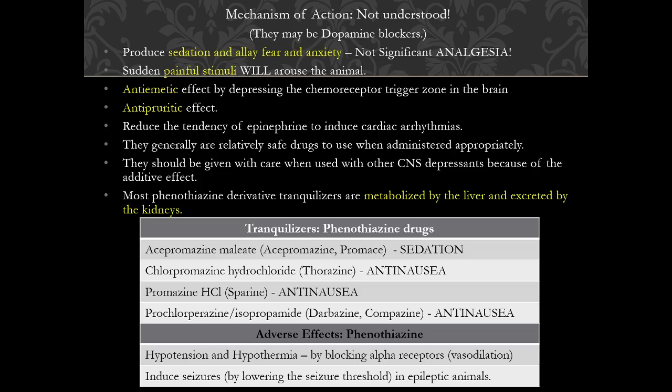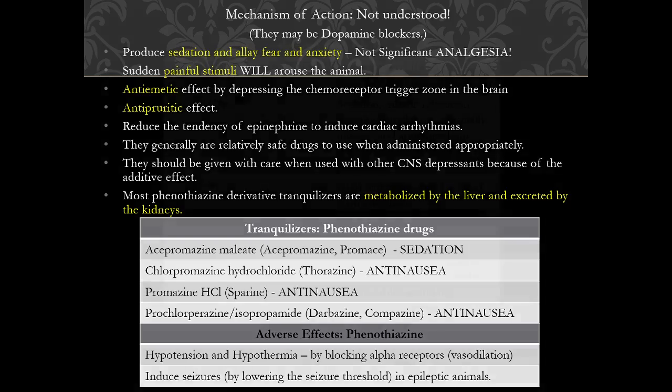Some adverse effects of phenothiazines include hypotension, remember severe vasodilation, and hypothermia. So if you have severe vasodilation, the heat is going to escape the animal. It's doing this by blocking alpha receptors. They can also induce seizures by lowering the seizure threshold in epileptic animals.